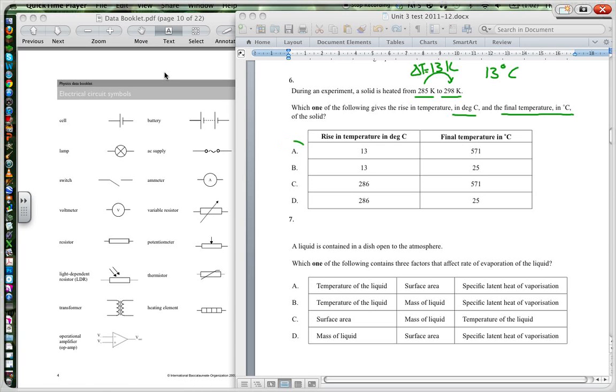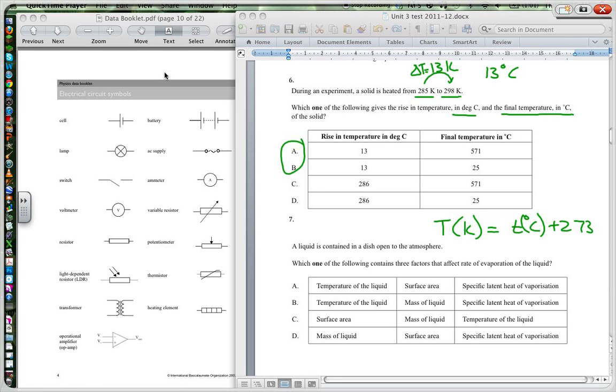So it's either going to be A or B. But what about the final temperature? Now we know the relationship between your Kelvin scale and your Celsius scale is this, that your Kelvin scale measured in Kelvin is equal to the Celsius scale plus 273.